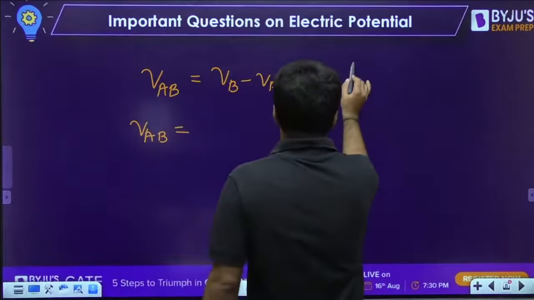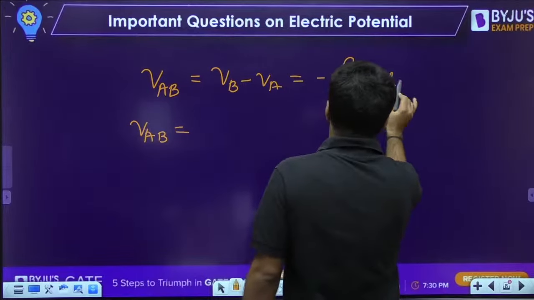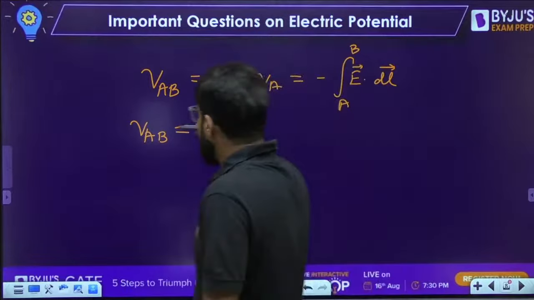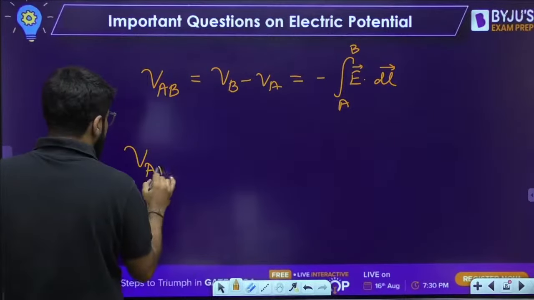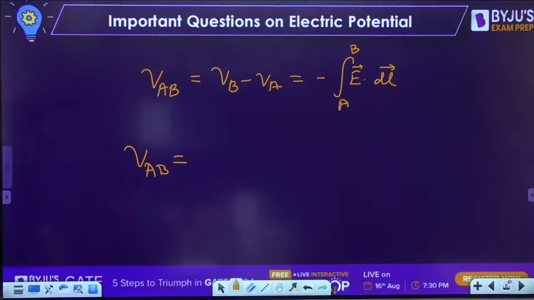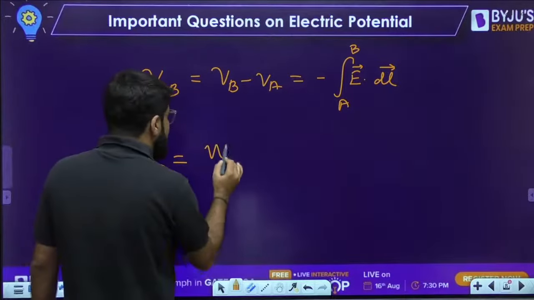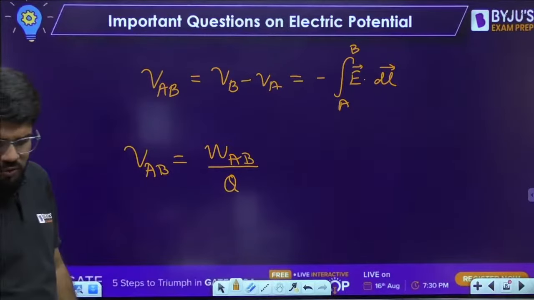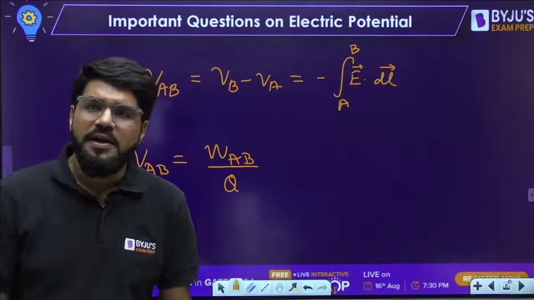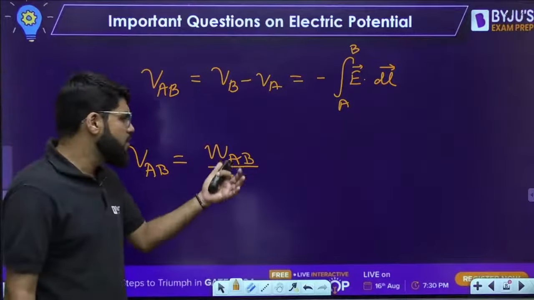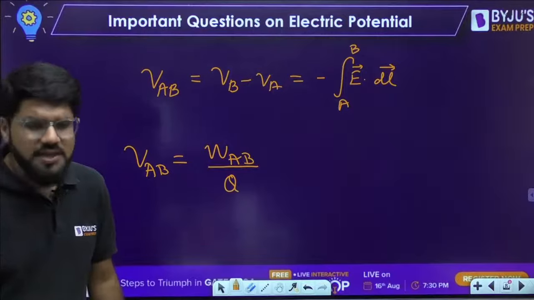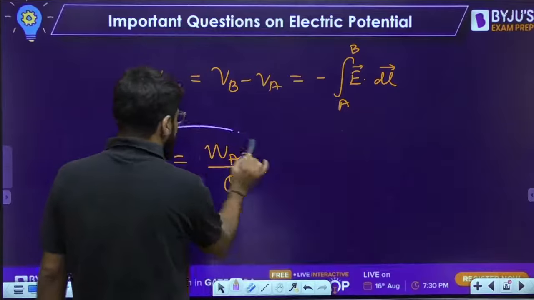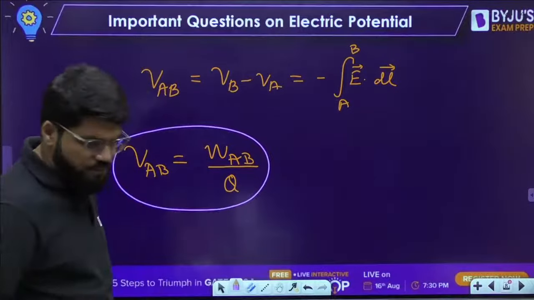There are 2 ways. Number 1, it is given by the line integral of the electric field: negative of integral E dot dl from the point A to the point B. But the basic formula can also be used: potential difference between 2 points is equal to the work done to move a charge Q from point A to point B divided by the value of the charge. That means work done per unit charge in moving that charge from point A to point B. That work done per unit charge is known as the potential difference between the 2 points.